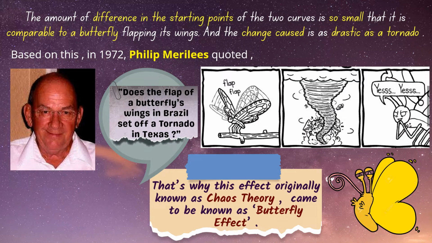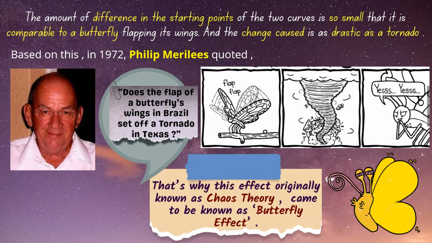This difference in the initial inputs is so small that it can be compared to a butterfly flapping its wings, and the change caused by it is so drastic that it can be compared to a tornado. Based on this, in 1972, Philip Merilees quoted a few lines which say, "Does the flap of a butterfly's wings in Brazil set off a tornado in Texas?" So a butterfly flaps its wings in Brazil and brings a tornado in Texas. Small event, big change. That's what butterfly effect is.